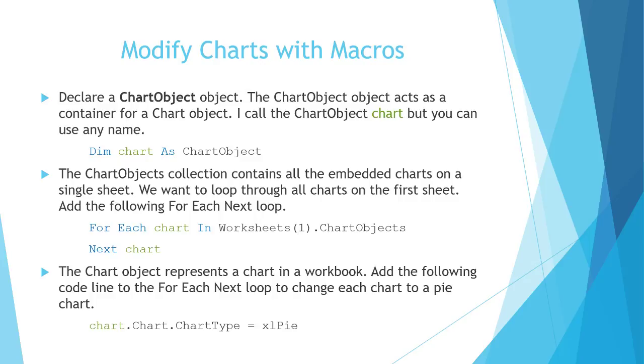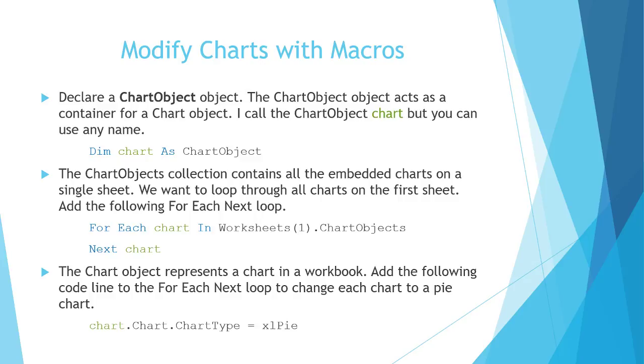So for this, I've just named the chart object chart, but you can use any name. But I'm going to declare it the same way I would declare a variable, but instead it is an object I'm declaring. So dim chart as chart object. Now this collection of charts, the chart objects collection, contains all of the embedded charts on a single sheet. So for us, we're going to do a loop for the first sheet because there's going to be multiple charts on there, right? We're not going to do multiple sheets, we're just dealing with this one.